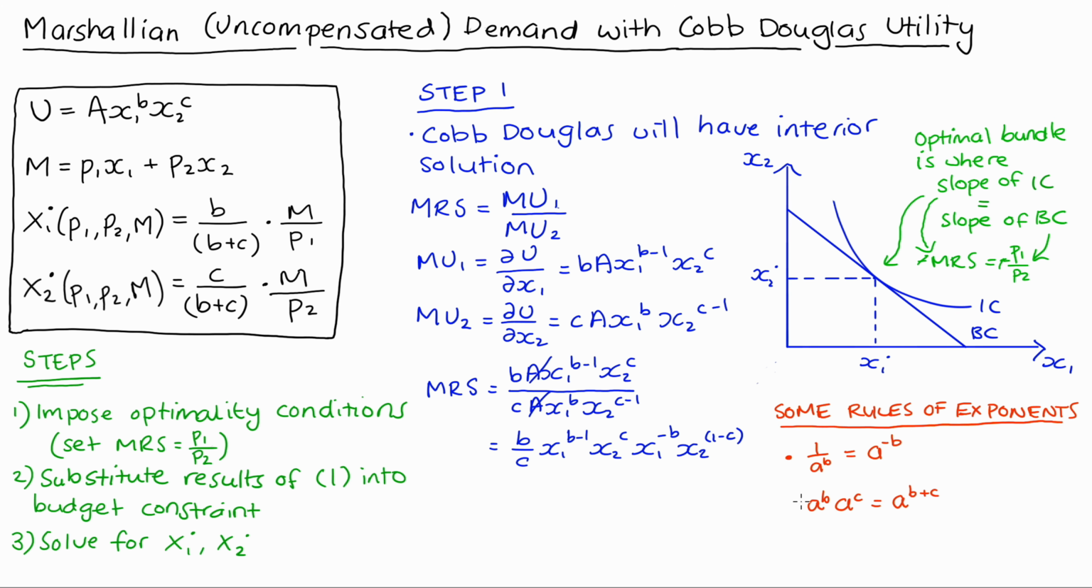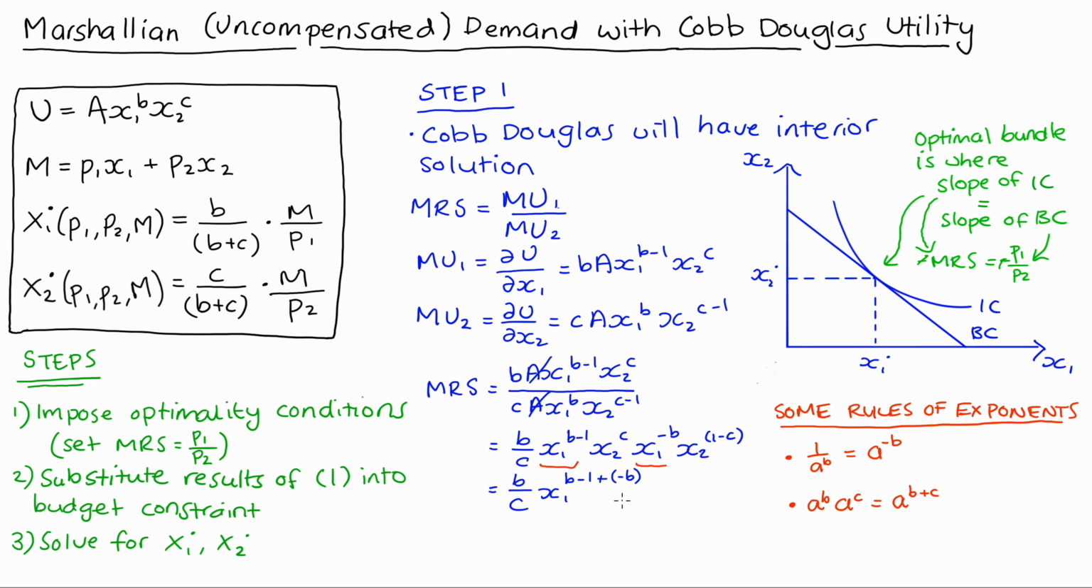The second rule that I'm going to use is this one here. If we have a to the power of b times a to the power of c, so we have the same base multiplied together, we just add the exponent. So this is equal to a to the power of b plus c. So with what we've got here, for instance, we have the x1 base twice, so they are multiplied together. So we have x1 to the power of b minus 1 times x1 to the power of negative b. So that's equal to x1 to the power of b minus 1 plus negative b.